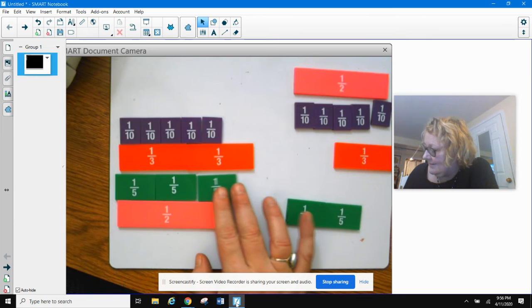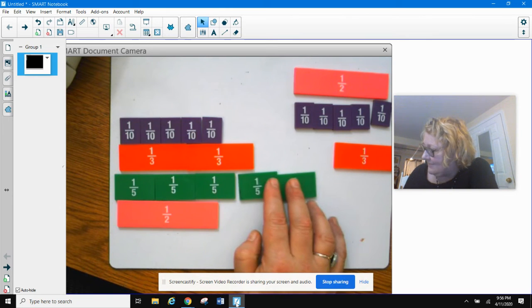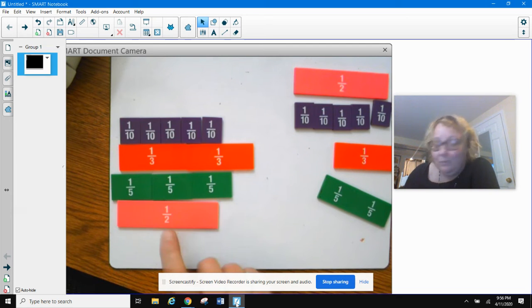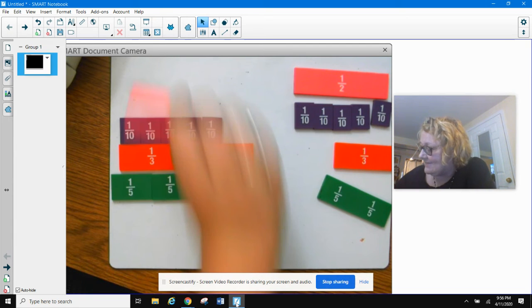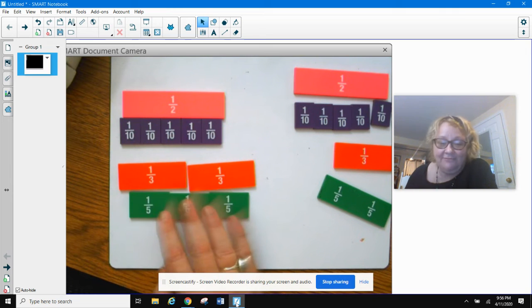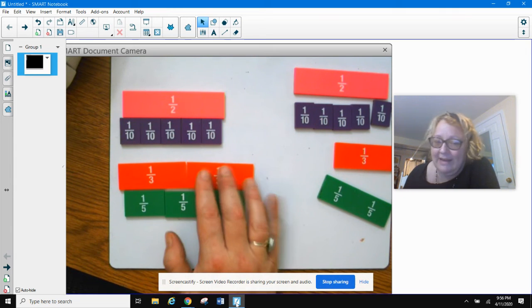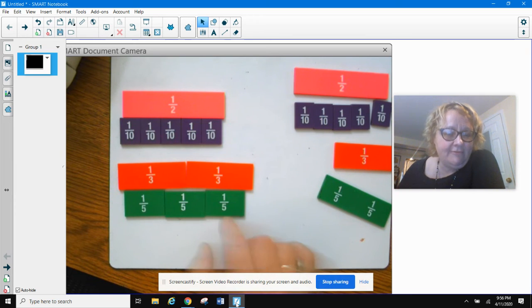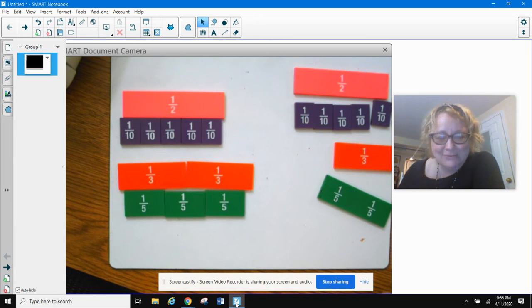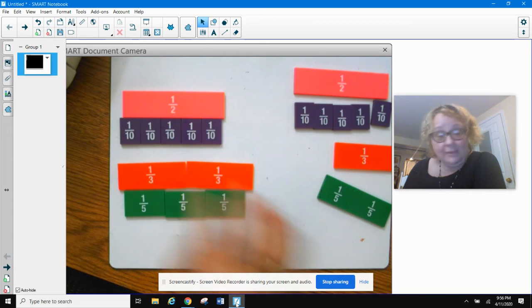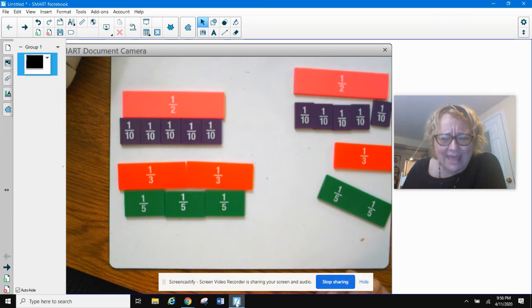Let's see, is there anything we notice about these denominators? We've got 1/2 and 5/10 equal the same. And yet we can't seem to find an equivalent fraction to 1/2 when the denominator was 3 or 5. What do you notice about those numbers? 2 and 10 are the same. 3 and 5 don't match.